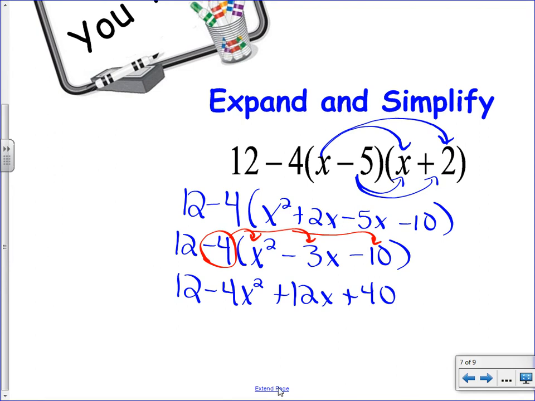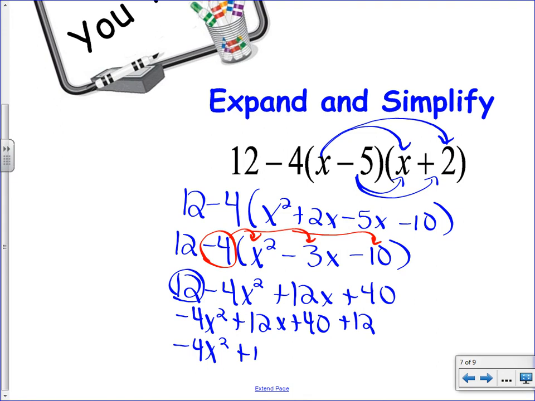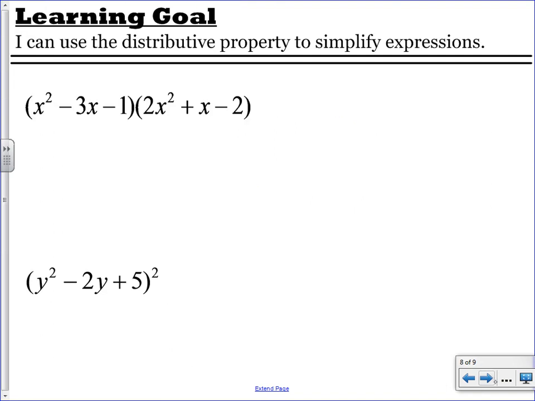My final step, I would group like terms. Negative 4x squared plus 12x plus 40 plus 12. I'm just moving this 12 over there. And that leaves me with negative 4x squared plus 12x plus 40. Oh, wait, plus 52. That should be the final answer. That's a tough one. Okay, if you're lost, you got to come talk to me, okay? Okay, we're going to do our last two examples so you can erase your desk.